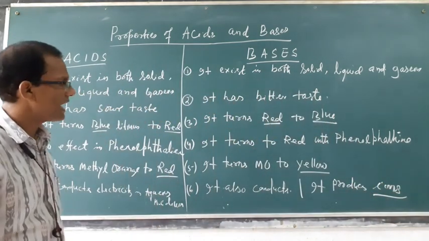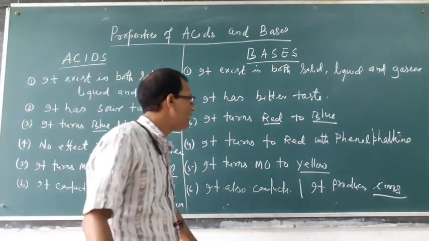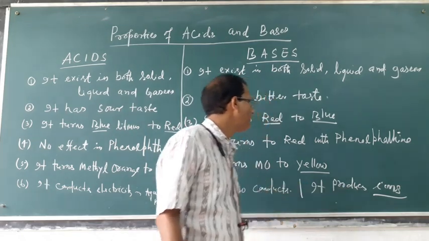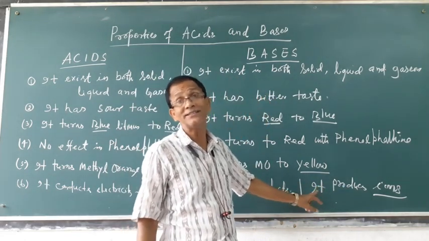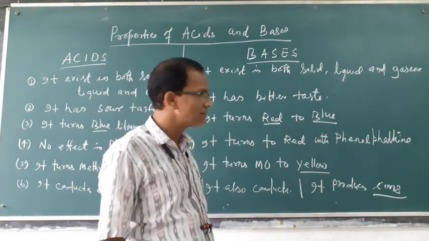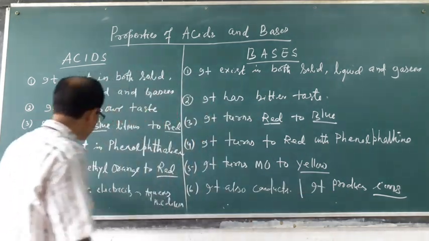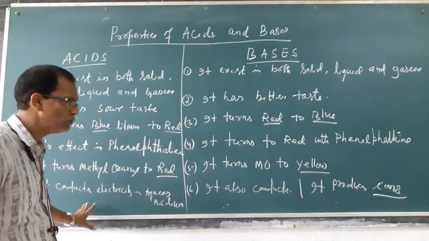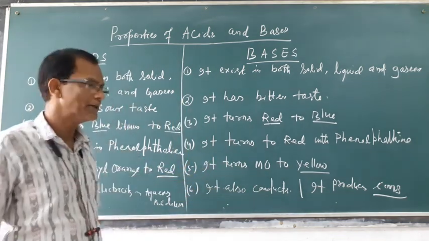As it produces ions, ions are of two types, cations and anions. That's why it conducts electricity. In the presence of ions, electricity will be transported. Electricity will be conducted in the presence of ions. That's why acids and bases, which are water soluble, produce ions. That's why they conduct electricity.